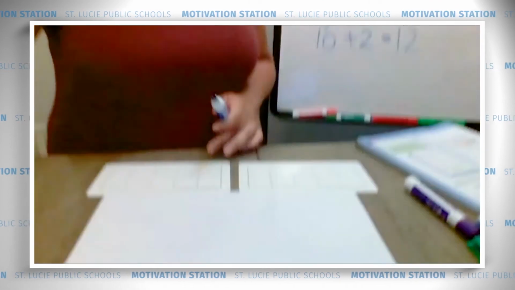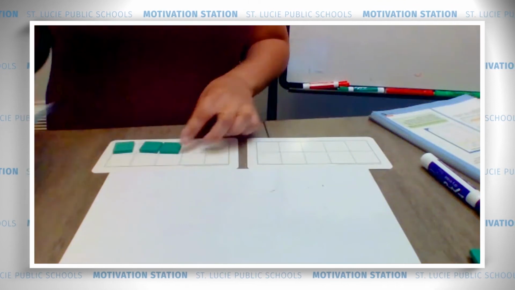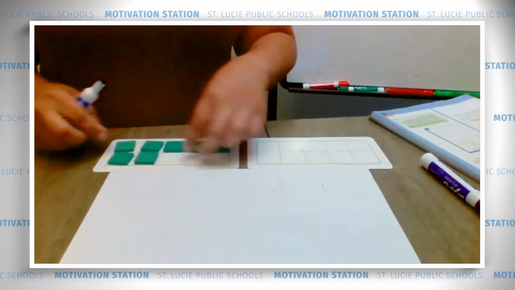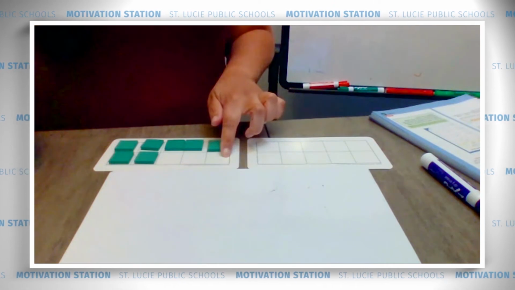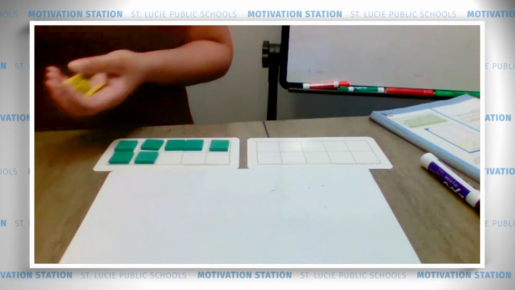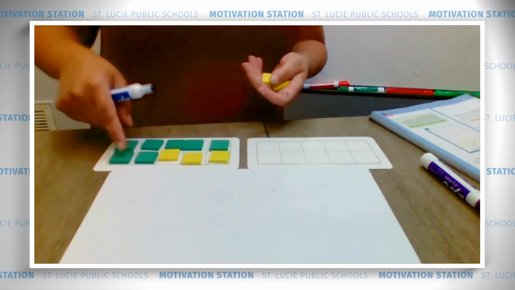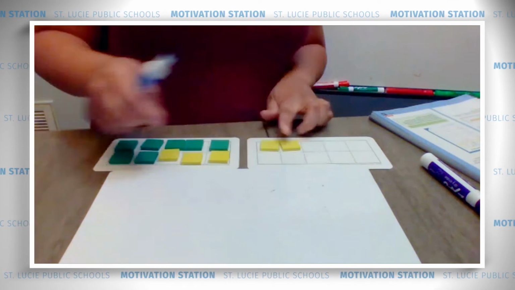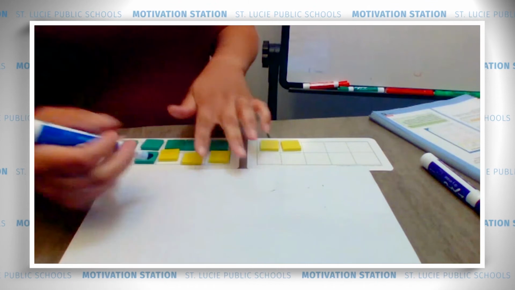If I model that for you, 7 green tiles, 1, 2, 3, 4, 5, 6, 7, okay, and we had 3 empty spaces left. 5. So I'm going to take out of my 5 those 3 to complete my 10 frame. So I've now made a 10 plus 2. So 7 plus 5 was 12.